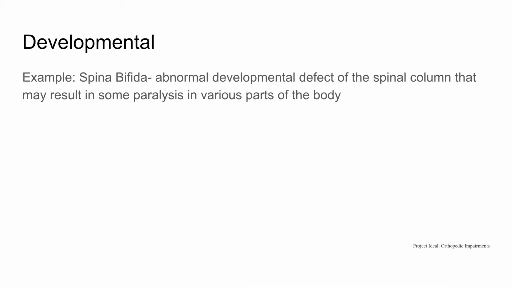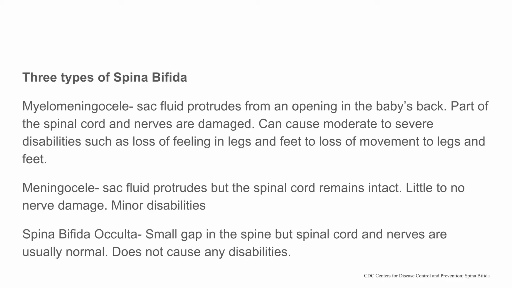A developmental disease classified under orthopedic impairments would be something like spina bifida. So it's an abnormal developmental defect of the spinal column that may result in some paralysis in various parts of the body. So there are three types. Myelomeningocele is the most severe, and is defined as the sac of fluid that protrudes from an opening in the baby's back. So here's another term, baby, it's congenital. Part of the spinal cord and nerves are damaged.